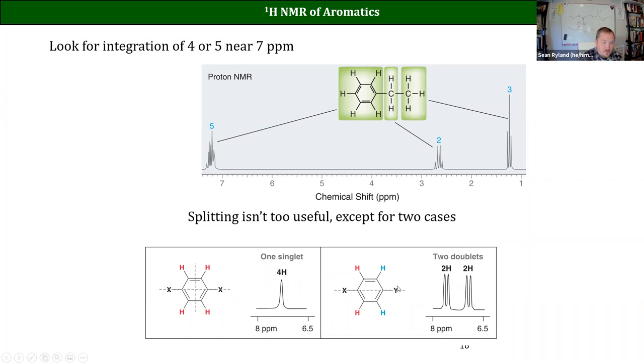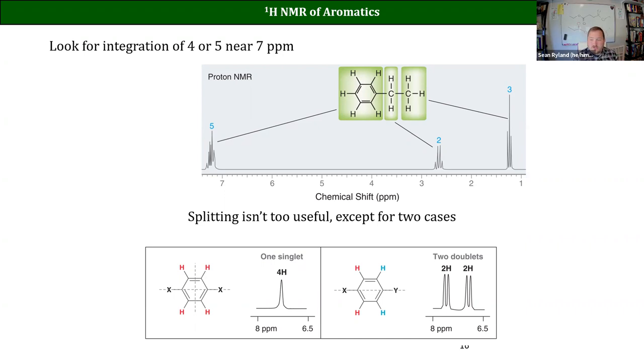The other case is if X is different than the other substituent. If they're opposite of each other, though, you're going to get two unique hydrogens that will cause splitting. So the red hydrogens have one nearest neighbor, so it'll show up as a doublet. The blue has one nearest neighbor, so it shows up as a doublet. So if you get two doublets right next to each other in the aromatic region, that tells you that you've got that para substitution, where your two substituents have to be on opposite sides of the ring.